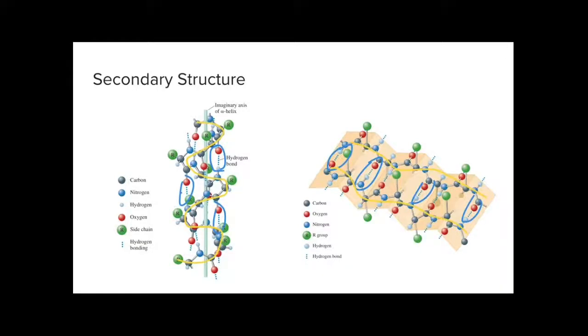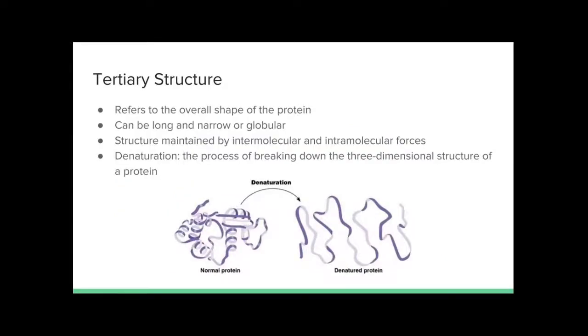And finally, the tertiary structure of a protein refers to the overall shape of the protein. It can either be long and narrow or globular, and the structure is maintained by intermolecular and intramolecular forces, which include ionic, hydrogen bonding, covalent, London dispersion, and dipole-dipole forces.